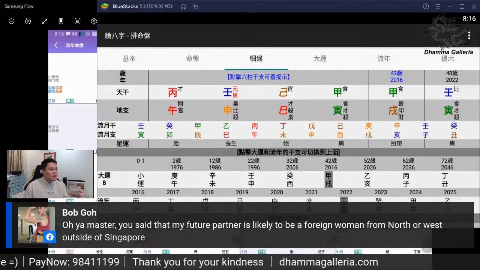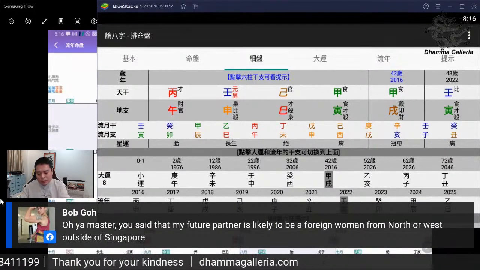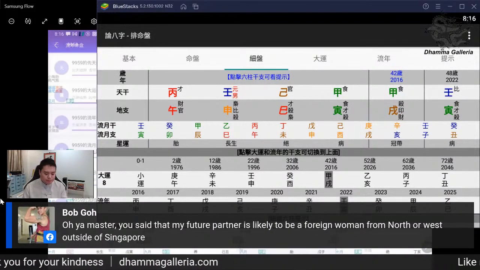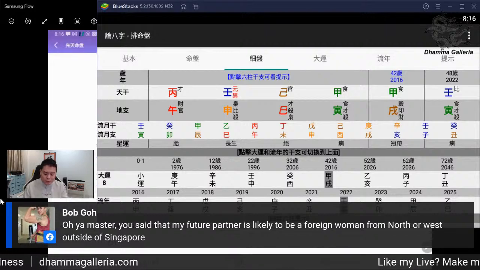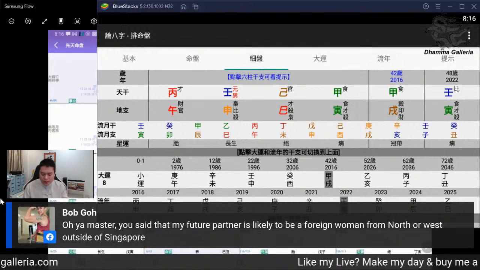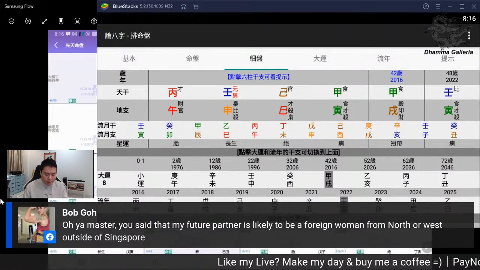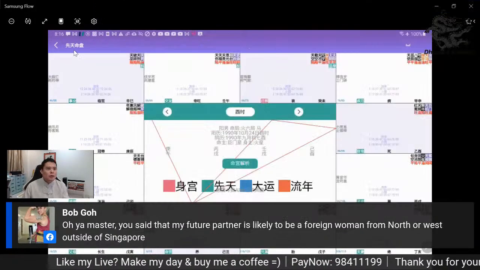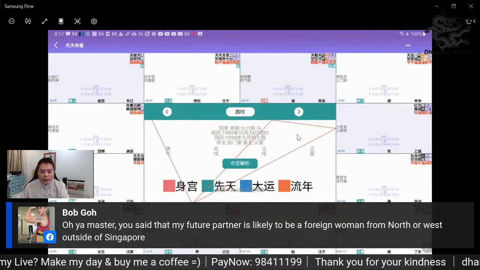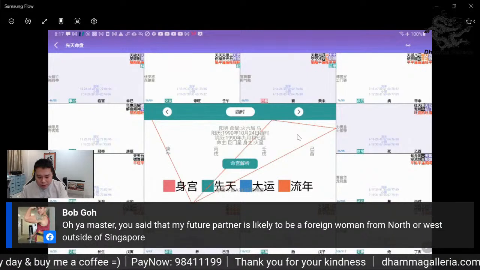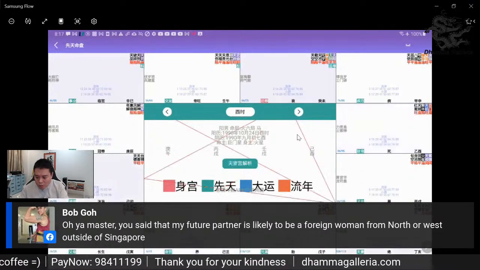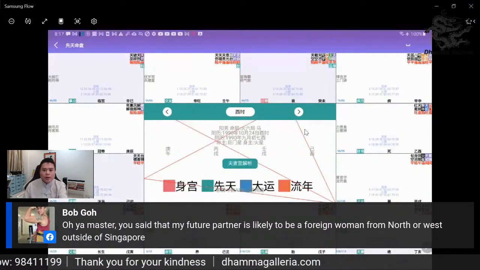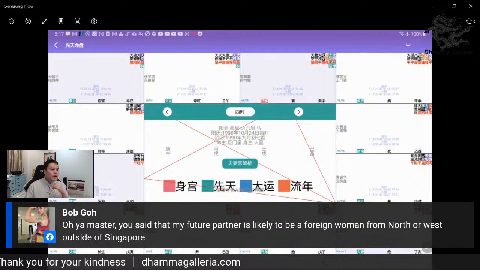Yes, board chart. There's a good chance for that to happen, and actually, it will be better for you to find a foreign wife. I mean, find a wife who is a foreigner, okay? Because first of all, looking back at your original chart, your spouse domain is in the 四马地.